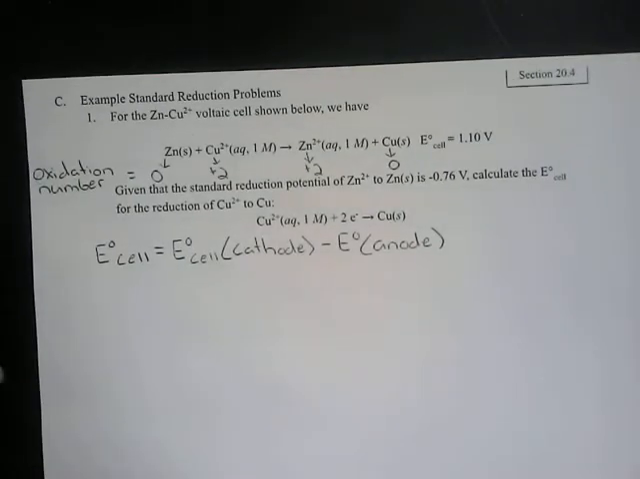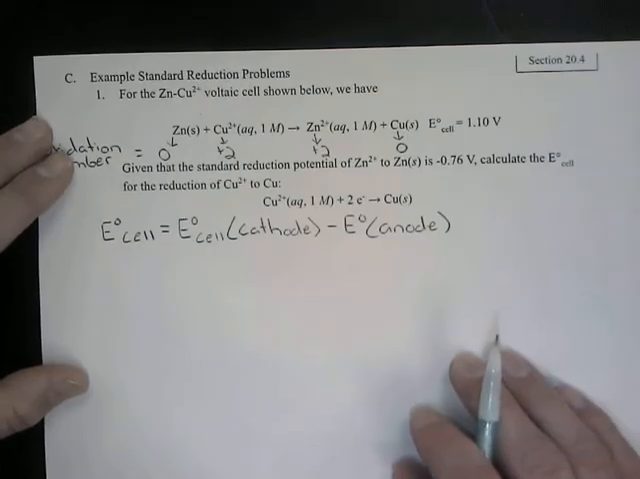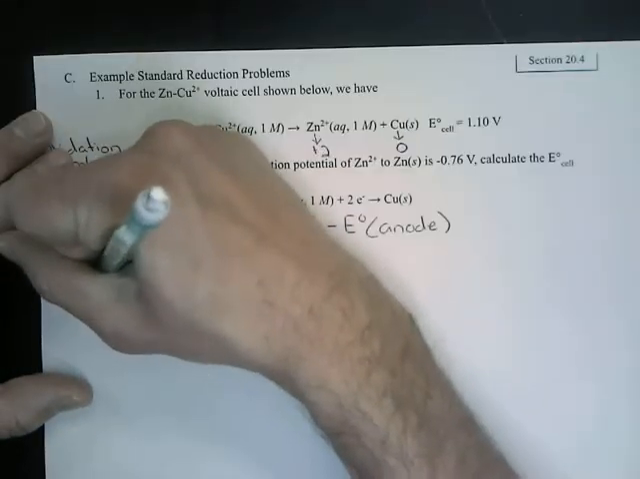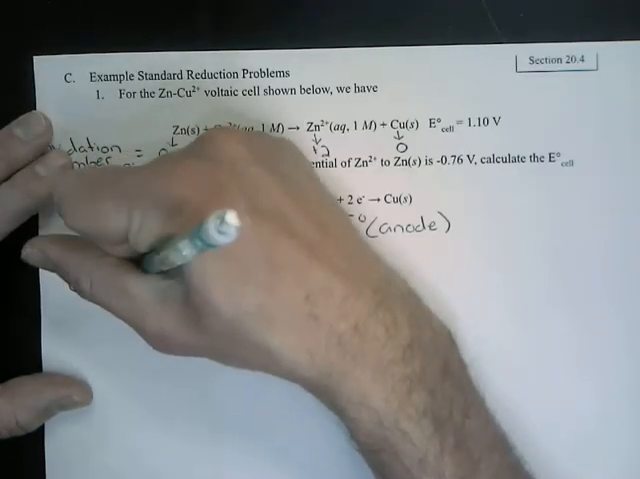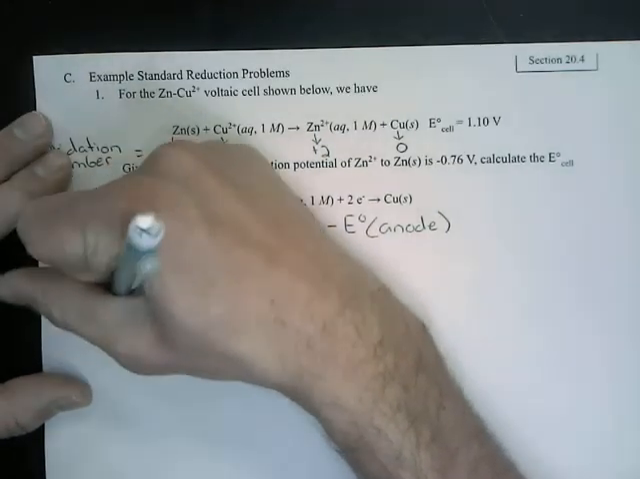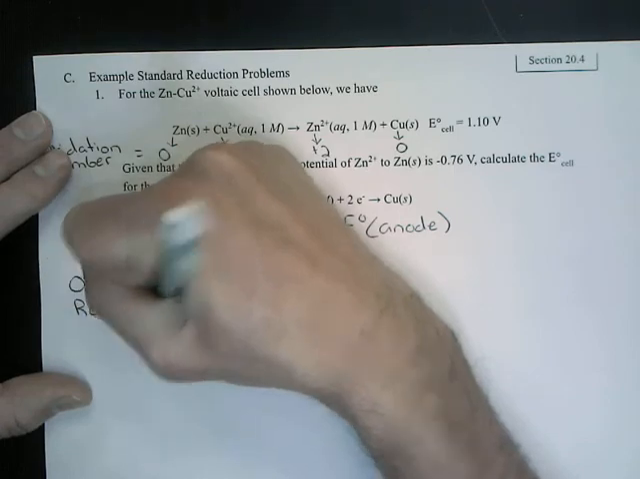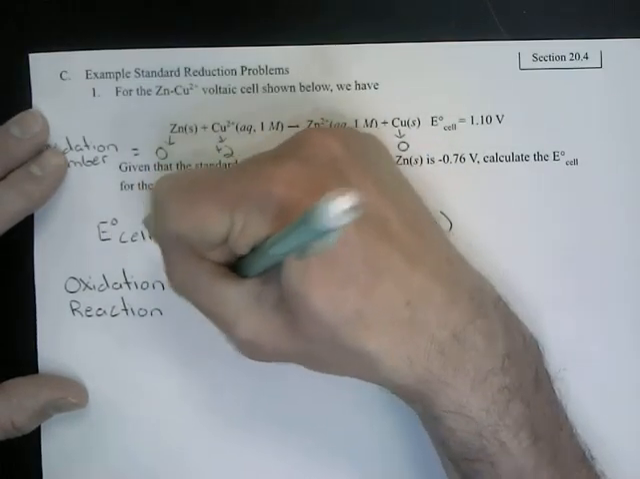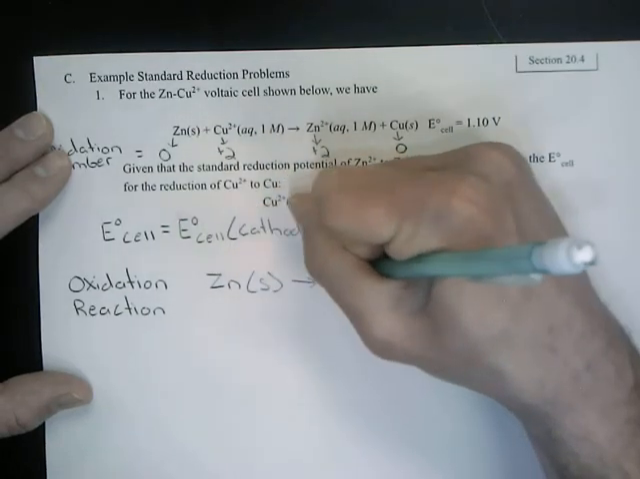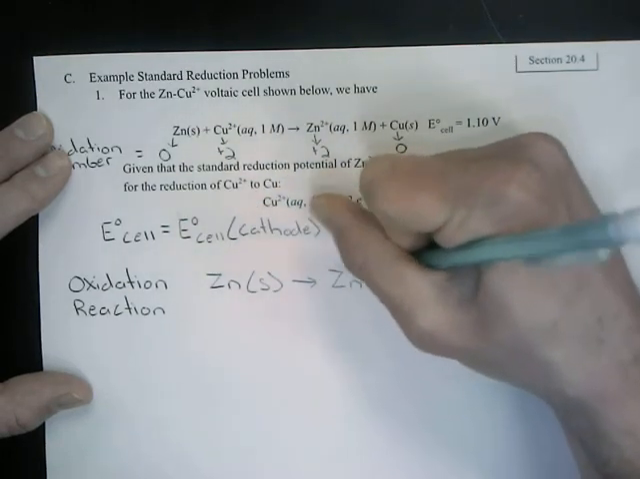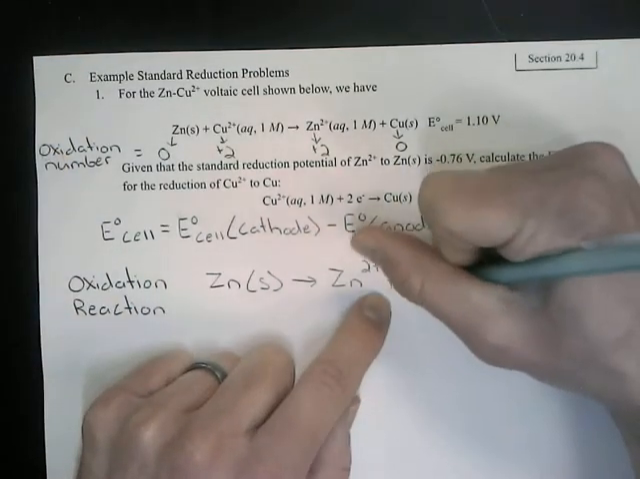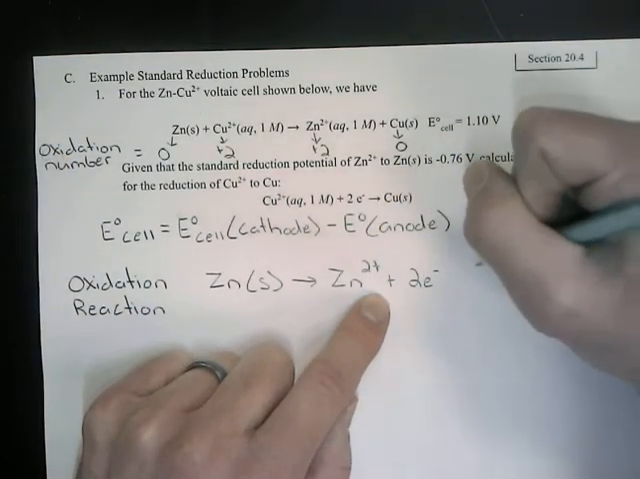So right here, I'm going to write this underneath. Zinc has lost electrons. That means it is oxidized, and I'm going to call this the oxidation reaction, because zinc lost electrons. So we went from solid zinc to zinc 2+, and we need to add those electrons into that.